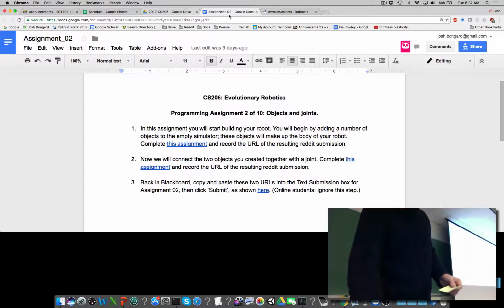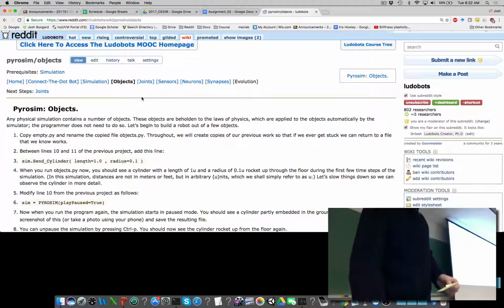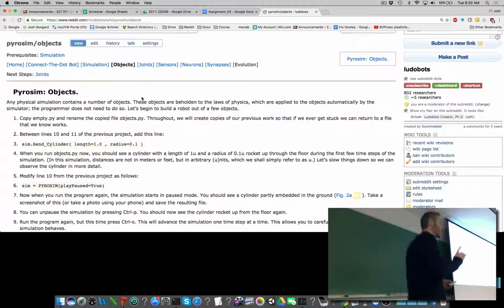So let's skip to the objects assignment here. Oh, I forgot to mention one other thing. For those of you that have managed to install PyroSim on Windows, we just figured this out in the lab this week, that the time period in Windows is much shorter than it is in Linux or Mac in PyroSim. So if you run the first assignment on a Mac or a Linux machine, the empty simulation pops up for about 5 seconds and then closes. That's what you should see. If you do it on Windows, it opens for like half a second and closes.